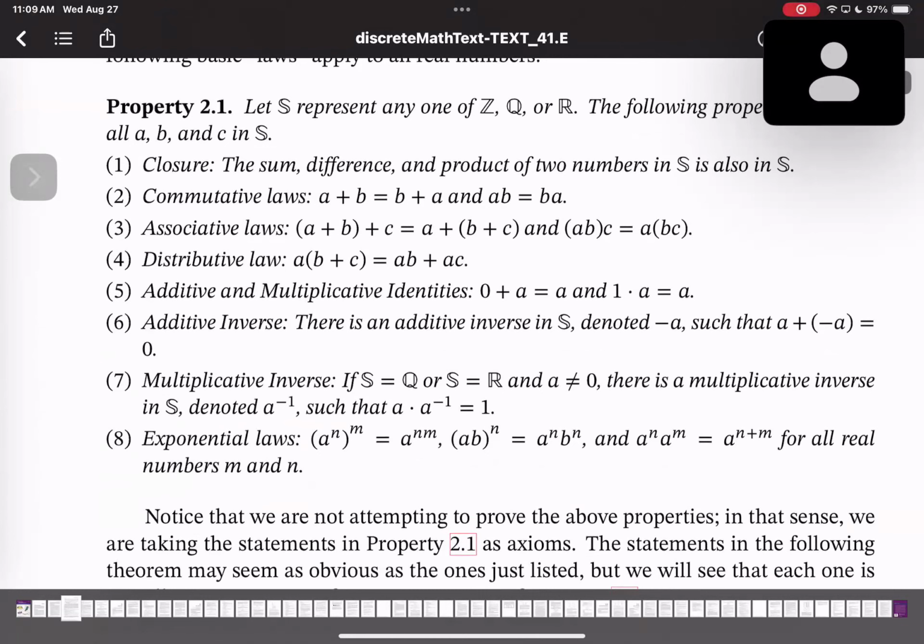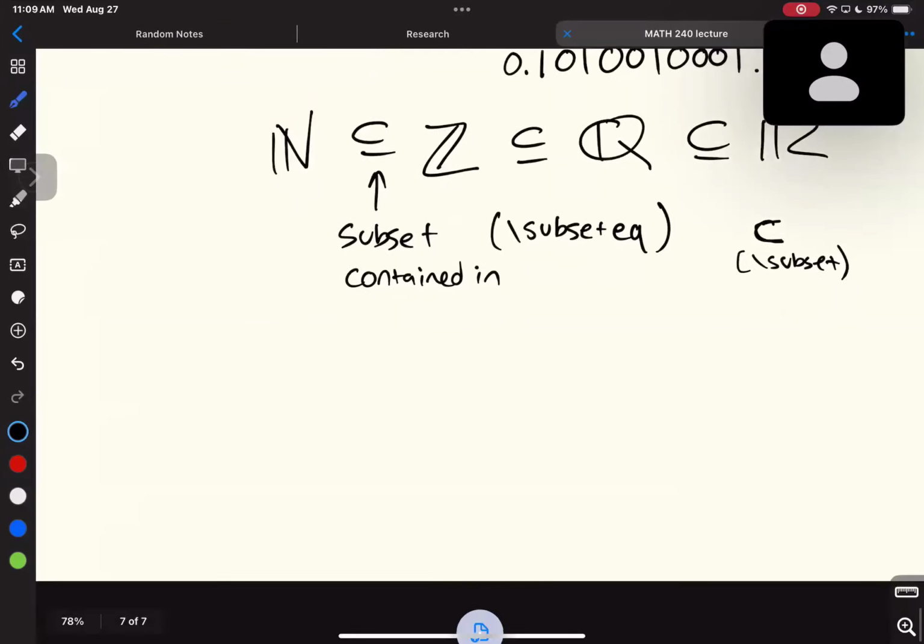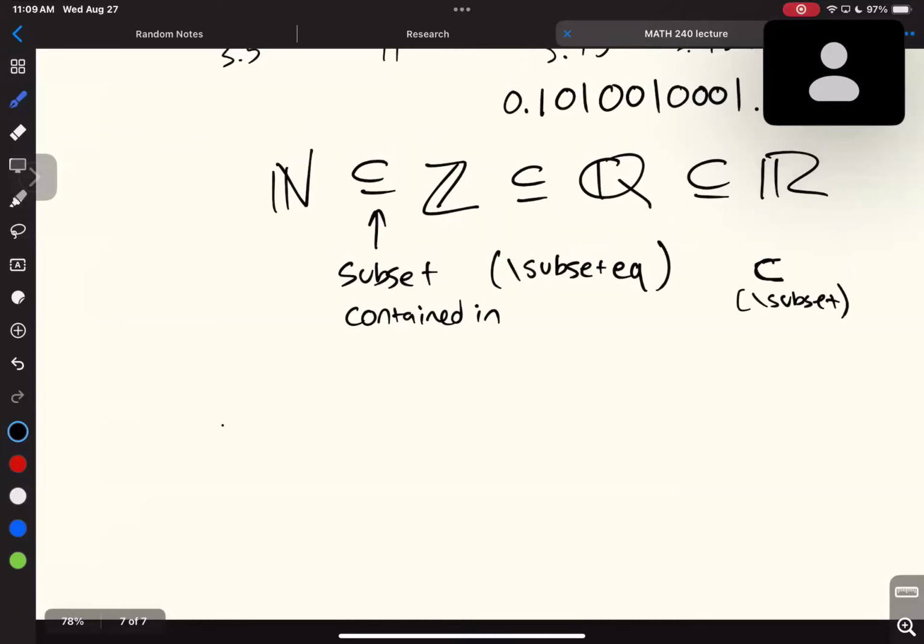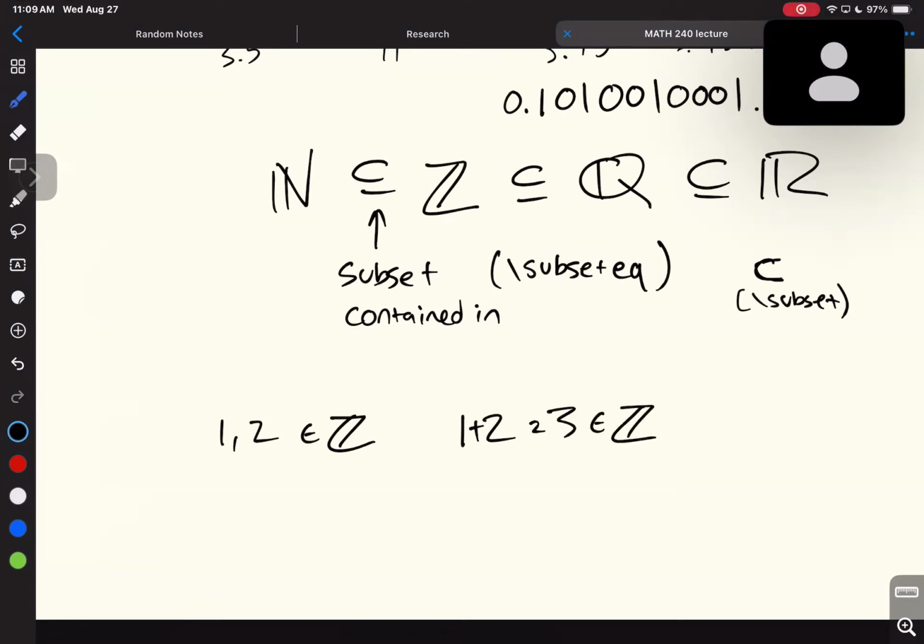The first one is closure. The sum, difference, and product of two numbers that are in S is also in S. So if we say 1 and 2, those are integers. And if we add 1 and 2, we get 3. 3 is an integer. That's what that closure property is saying.